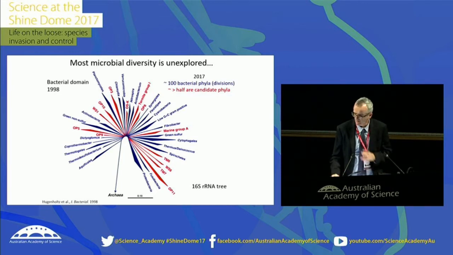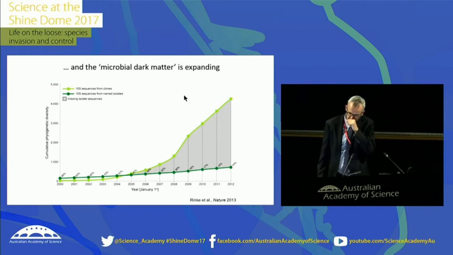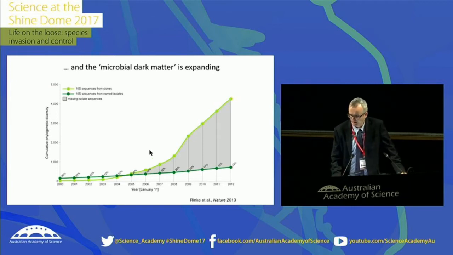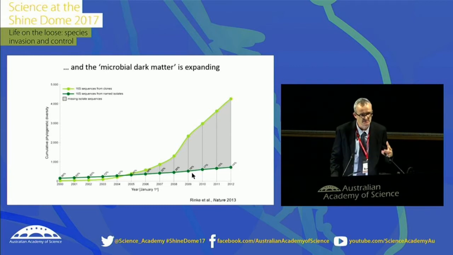This is 20 years ago. Where we are today, there's about 100 of these lineages, of which about half don't have cultured representatives, so-called candidate phyla. Another way of looking at this is to look at the phylogenetic diversity that's in the tree and put it on a y-axis here in units, and then look over the years, and we look at the 16S sequences that are in the public databases.